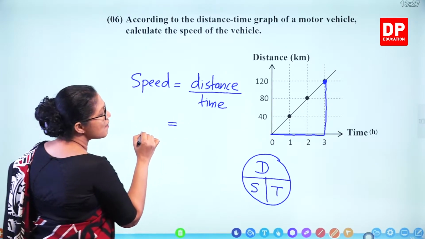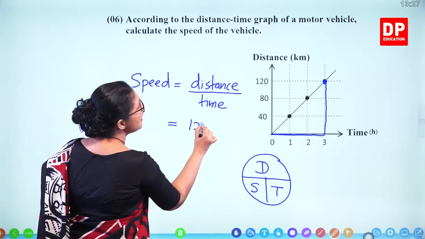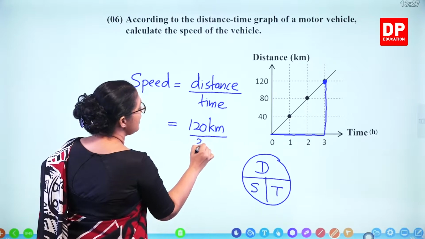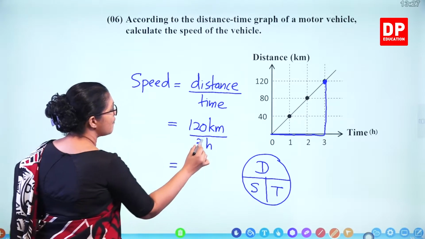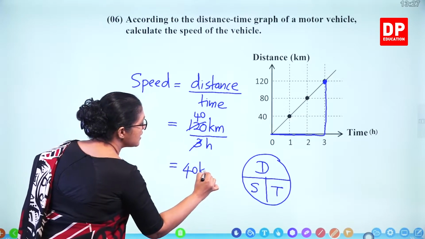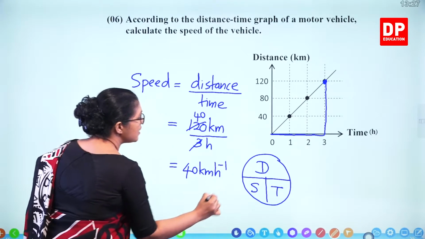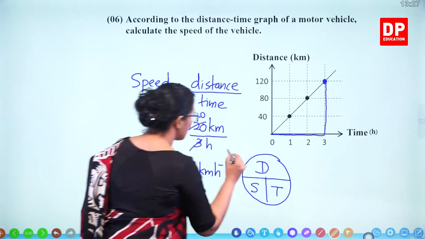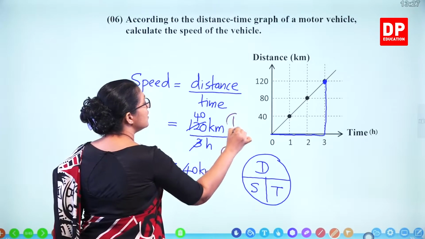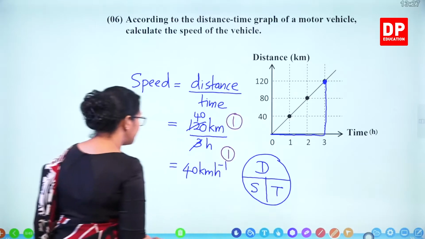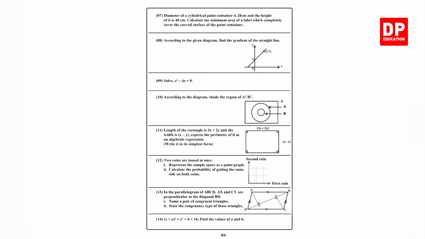What's the distance? 120 kilometers. And what's the time? 3 hours. So when you simplify, you get 40 kilometers per hour as the speed. So 2 marks, 1 mark for the answer and 1 mark for the method. Now you can try question number 7 to 14.